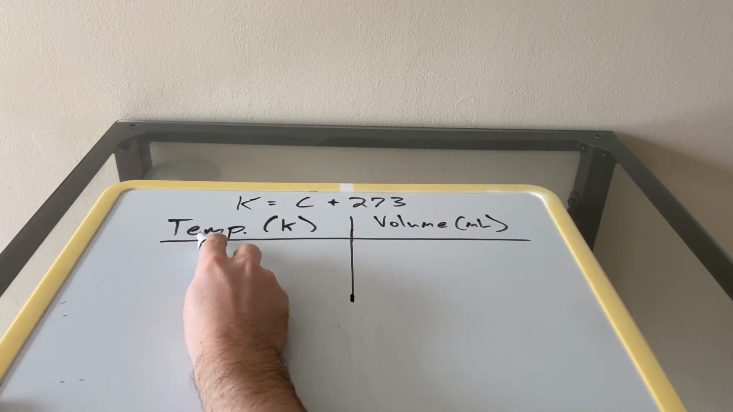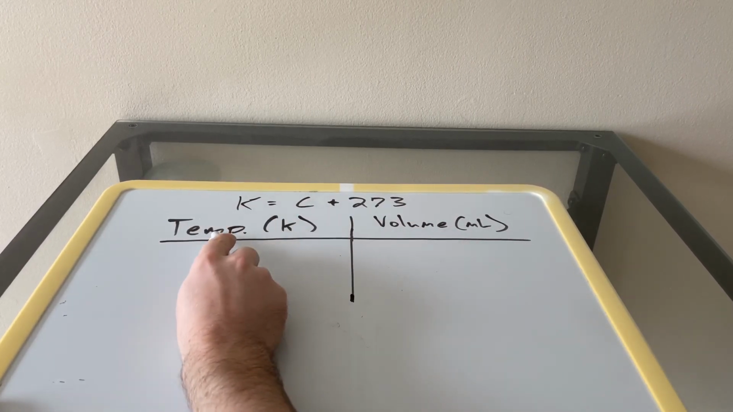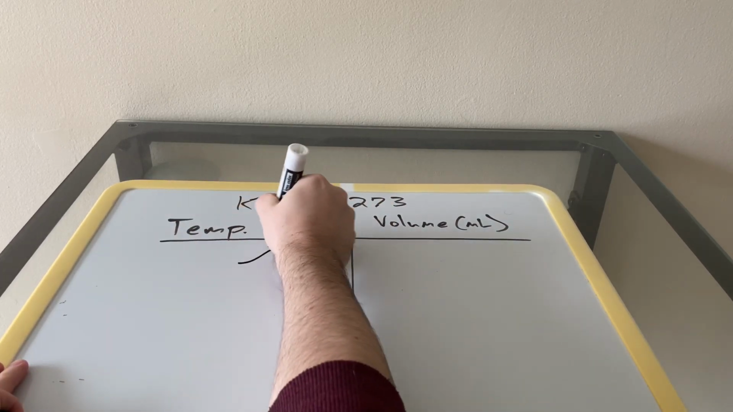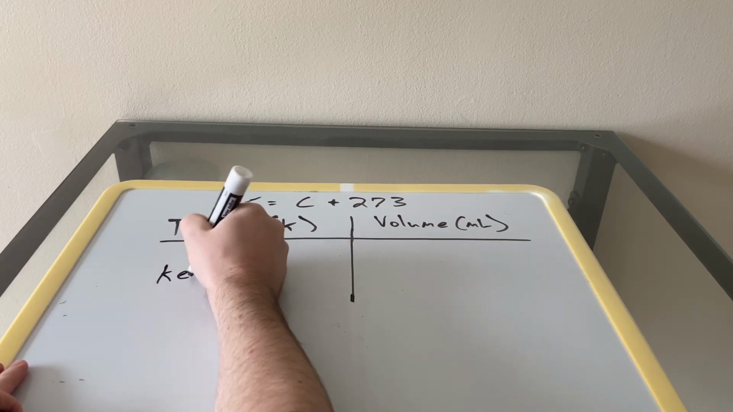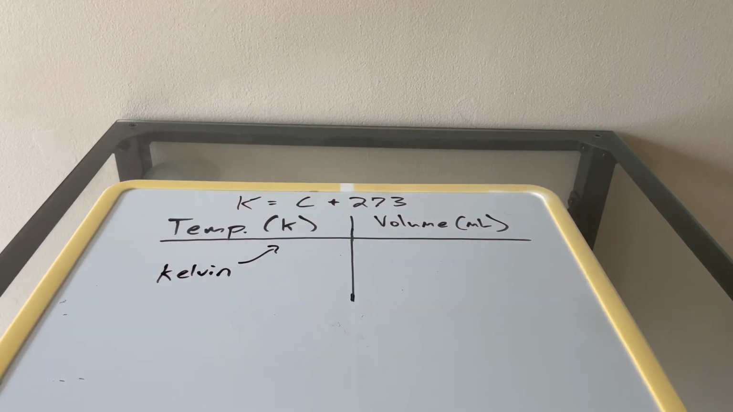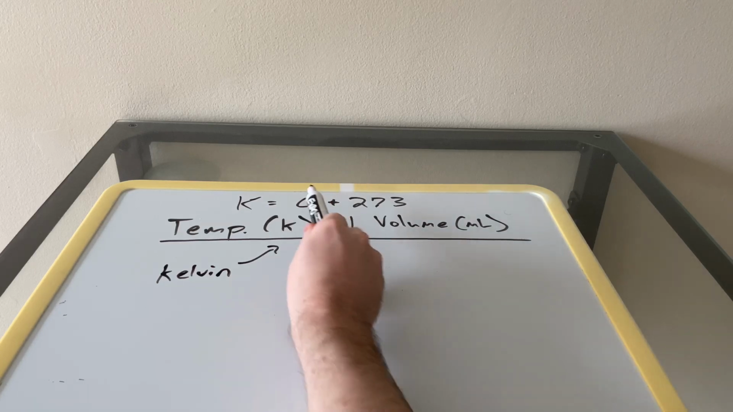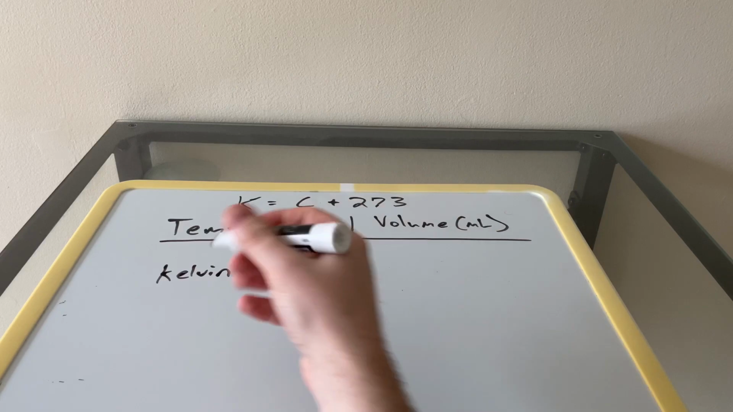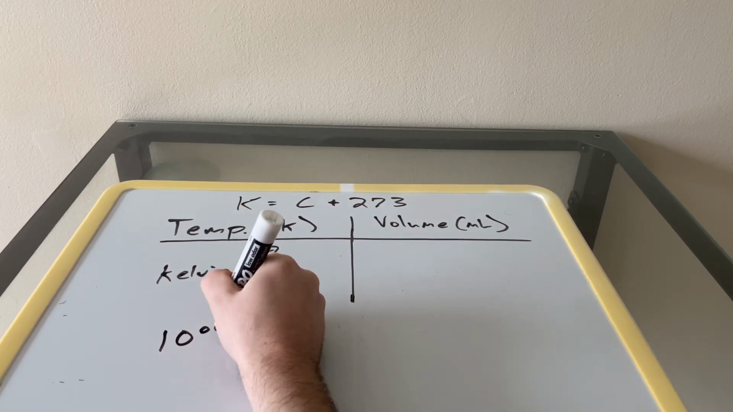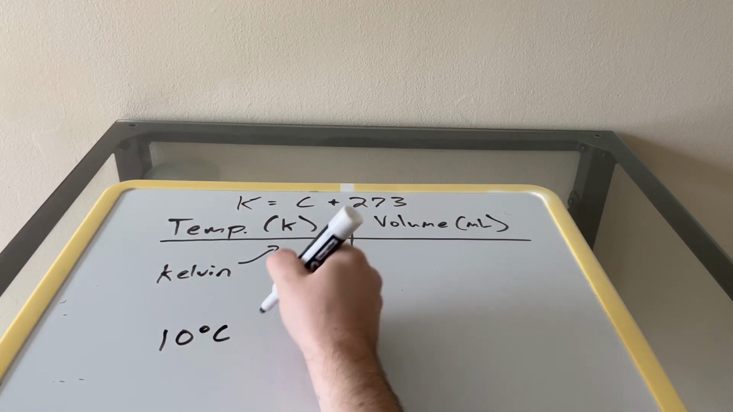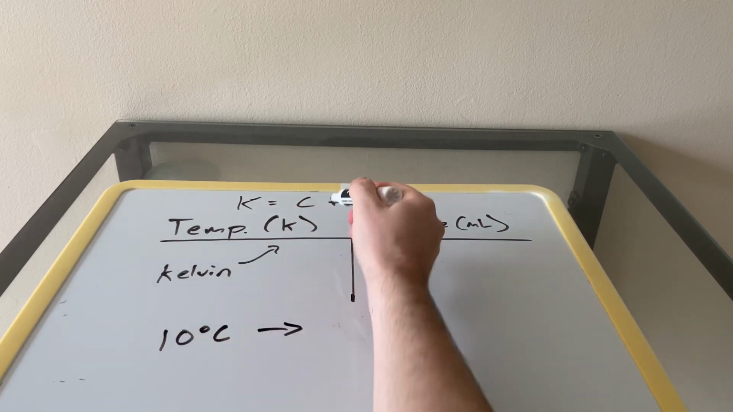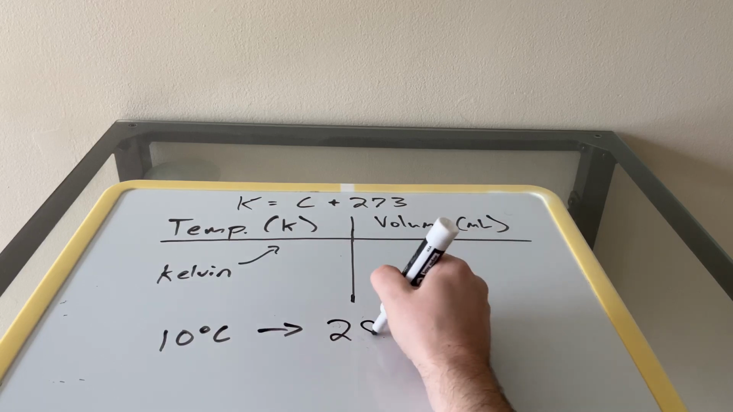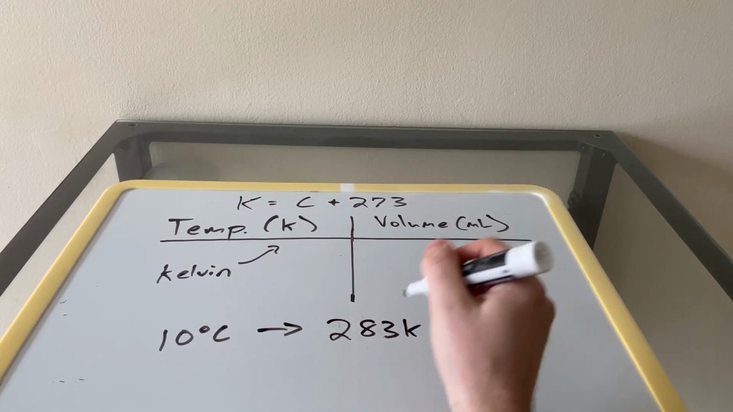So in this experiment, again, we're going to try to figure out how the temperature affects the volume of the gas. Usually we measure temperature in Celsius, but this time you'll notice I'm using a new unit here called K, or Kelvin. It's really easy to convert between Celsius and Kelvin. You just take your degrees Celsius, add 273, and you have your Kelvin. So for example, if something was 10 degrees Celsius, I'd just add 273 and get 283 Kelvin.